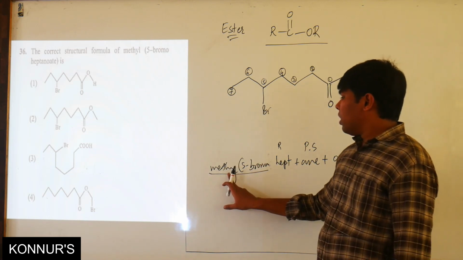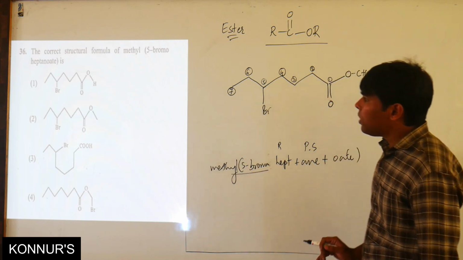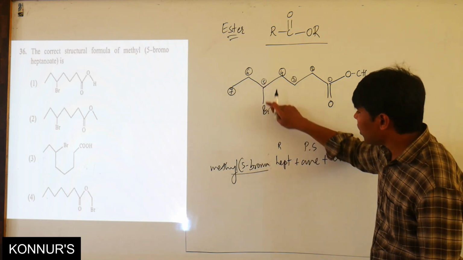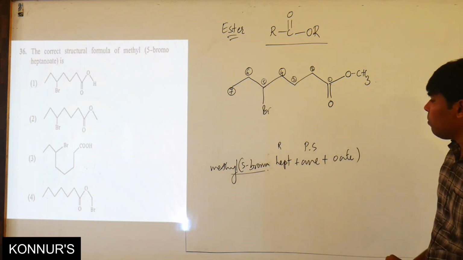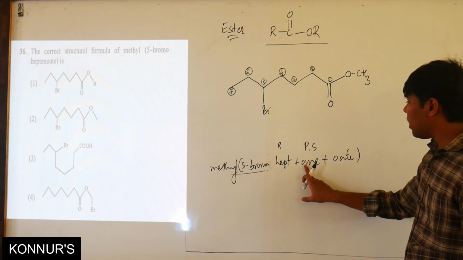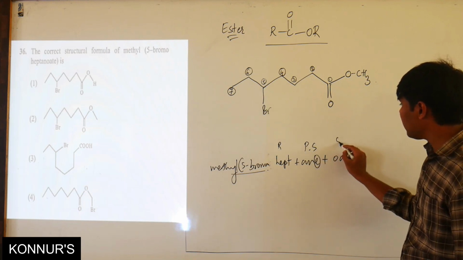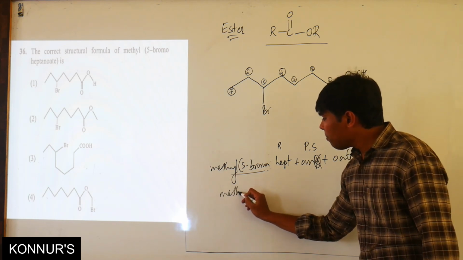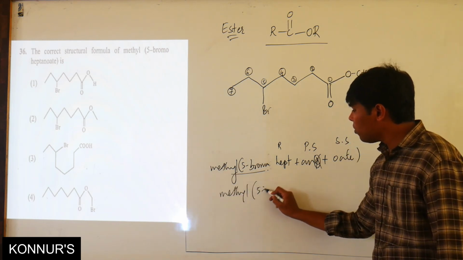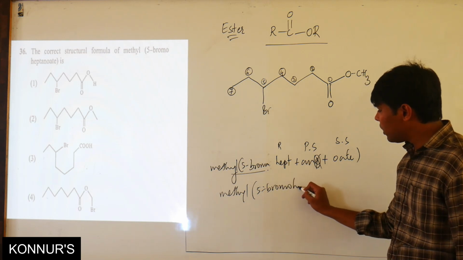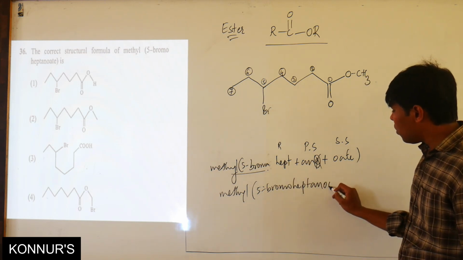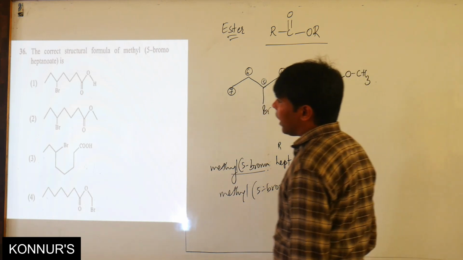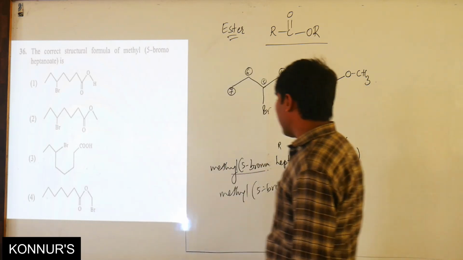Here this methyl group is the attached group. So this is a methyl, and 5-bromo means on the fifth carbon there is a bromo. This is the root word and primary suffix, and this is the secondary suffix, so eliminating the E, it becomes methyl 5-bromoheptanoate is the name of that, and this structure is there as the second option.